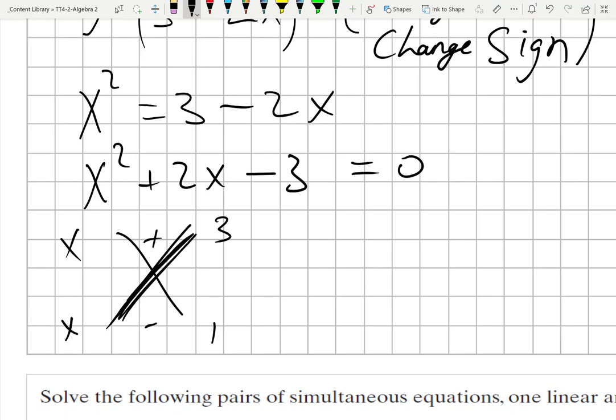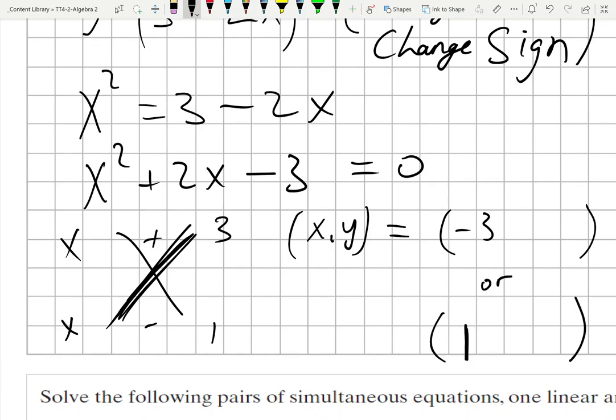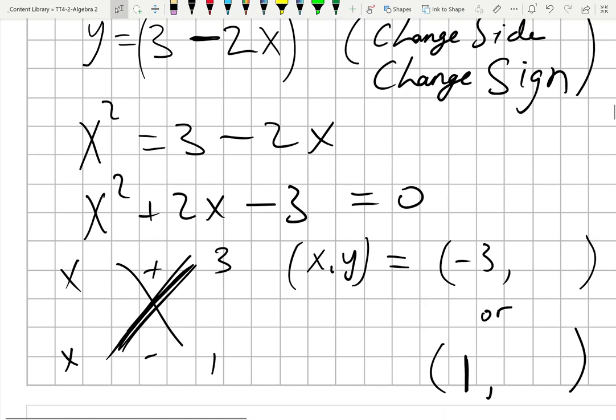We have x equals negative 3 or 1. And now I'm going to use a substitution to get the y value from here. So that becomes 3 plus 6, because minus 2 by minus 3, that's 9.